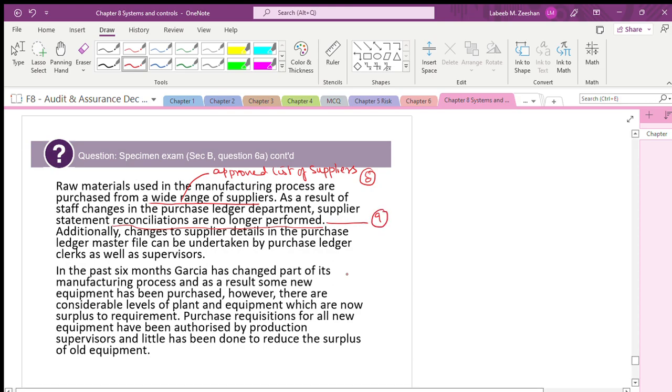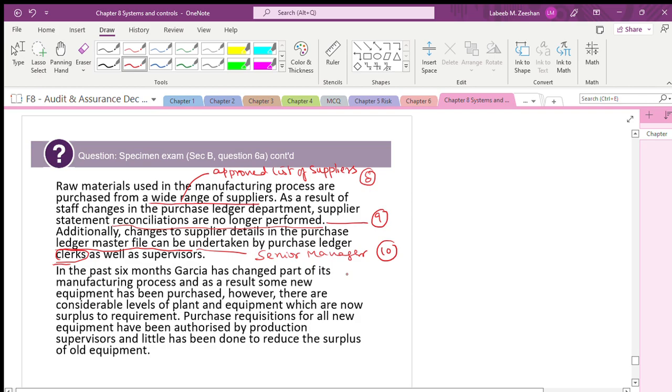Additionally, changes to supplier details in the purchase ledger master file are done by whom? The clerk. Actually, it has to be done by a senior manager. This is point number 10.